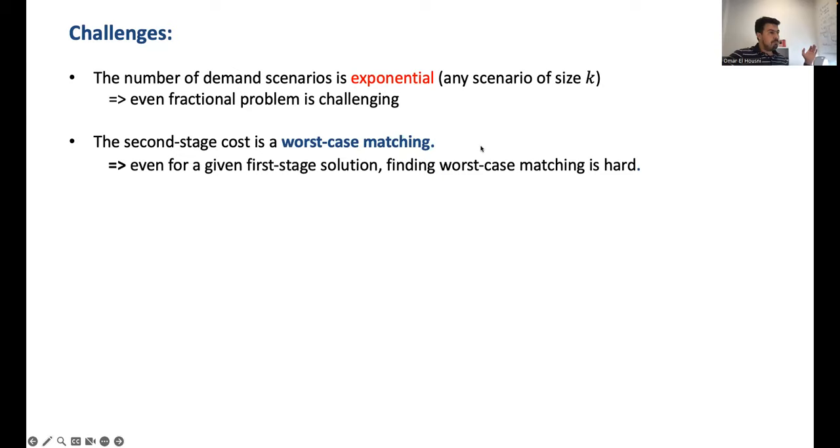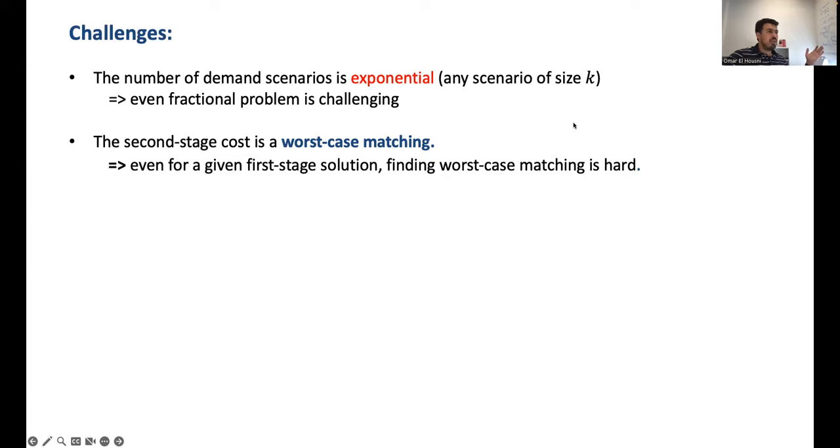Even if you fix the first stage solution, even if I tell you this is the supply, give me the worst case assignment in the second stage. I call this matching as well, because in the second stage I have the scenario and I need to match the scenario with the units of inventory. Even finding the worst case scenario is a challenging problem, again because there are exponentially many scenarios.